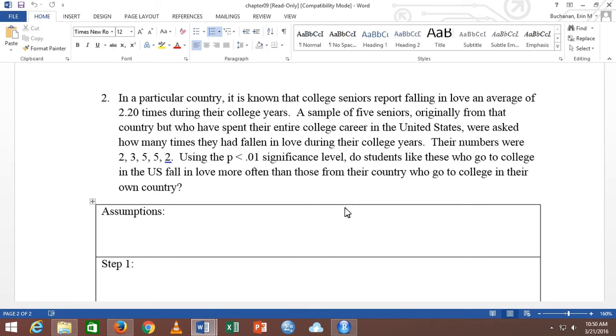So the DV is our falling in love. So the IV is students that are either spending time in the US or at home. So that sample is people who've gone to the US versus their normal population. So a normal falling in loveness for their country. I don't know that I think of the US as particularly romantic, but they seem to think it's going to be more often. So more often is greater than. So the null is going to be less than or equal to, because they've got to be opposites. So we're going to do a one-tail test again.